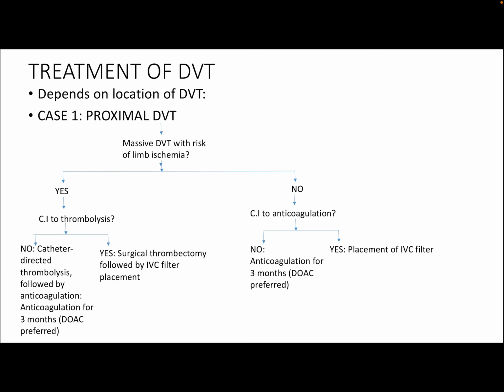So what is the treatment of DVT? The treatment depends on the location of the thrombus. If it's a proximal DVT, meaning in the femoral or the iliac vessels, you first determine, is it a very massive thrombus with a risk of limb ischemia? If it is, then you have to check if the patient is a candidate for thrombolysis.